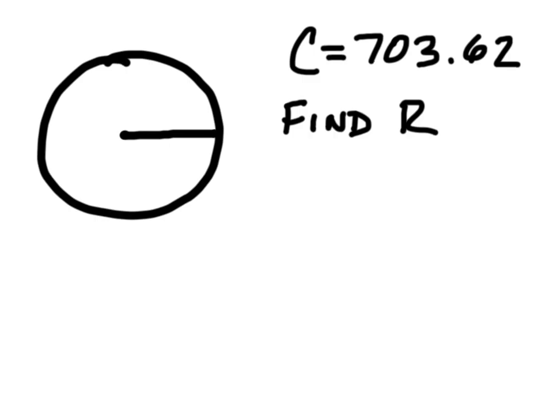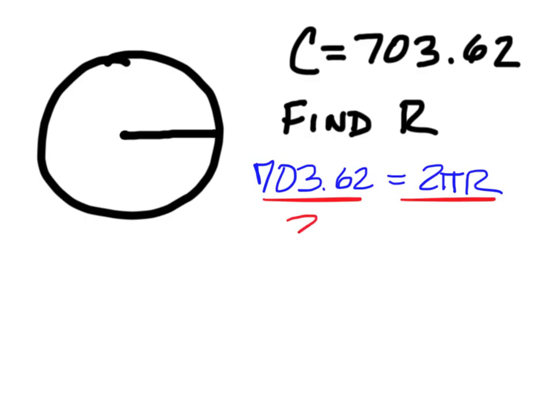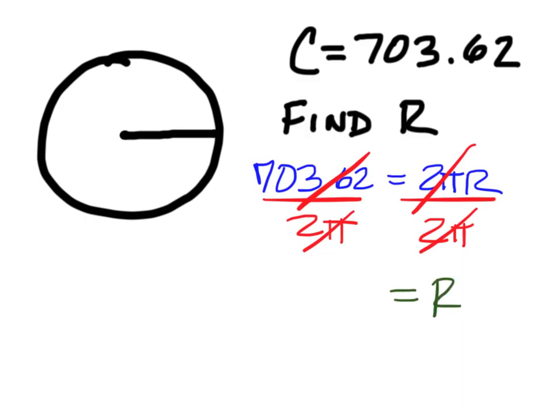You need to set 703.62 equal to 2 pi r and divide both sides by 2 pi. Cancel out. That leaves you with r on the right, and I canceled out here by mistake. That doesn't cancel out. 703.62 divided by 2 pi comes out to be 112 even.